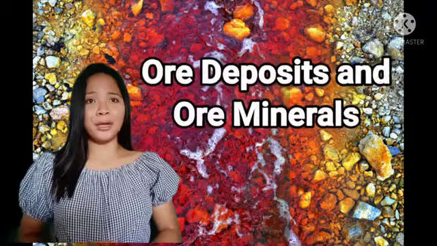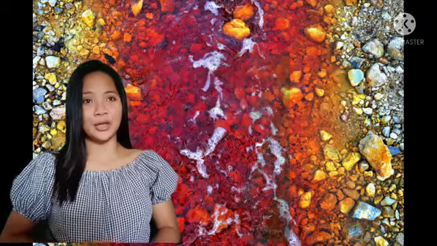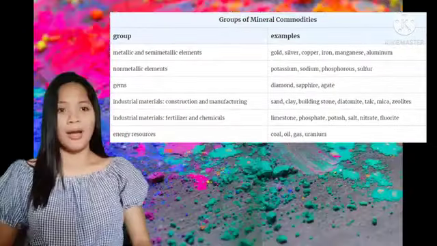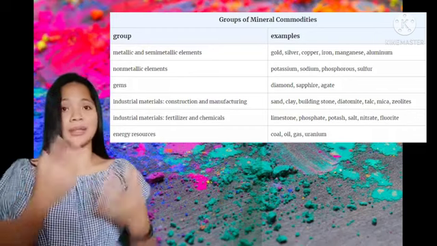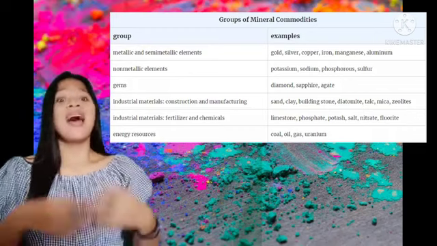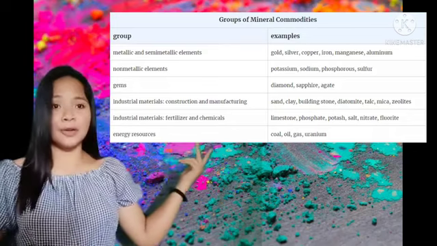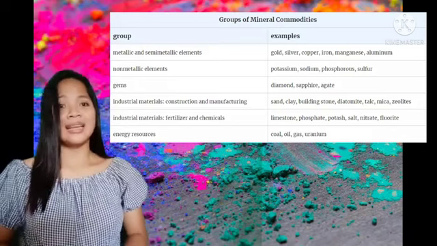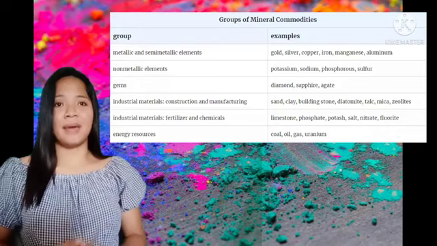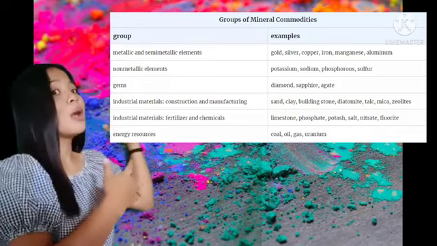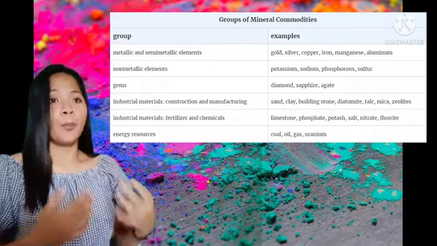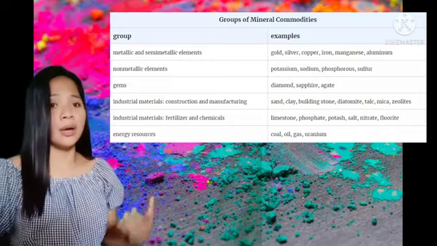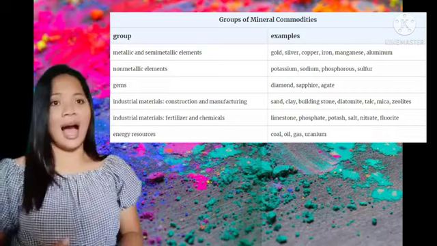Ore deposits and ore minerals fall into several commodity groups. The table here shows the groups of mineral commodities. The first group of mineral commodities is metallic and semi-metallic elements. Their examples are gold, silver, copper, iron, manganese, and aluminum. Second is non-metallic elements. Their examples are potassium, sodium, phosphorus, and sulfur. Next are the gems. Gems are the diamond, sapphire, and agates.